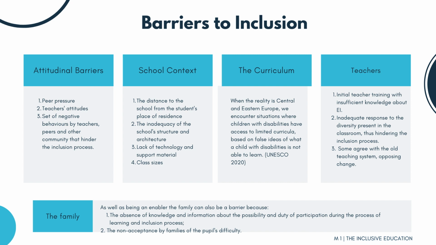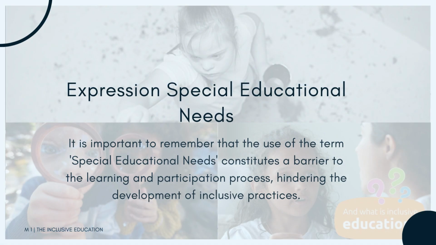And finally, the family, as well as the teachers, can be enablers or limiters of an effective process of inclusion. The lack of knowledge and information on the part of the family can be a barrier, as well as the lack of acceptance by the family of the student's difficulty. It is also important to remember that the use of the term special educational needs constitutes a barrier to the learning and participation process, hindering the development of inclusive practices. This is a term that has fallen into disuse and is now replaced by specific educational needs.